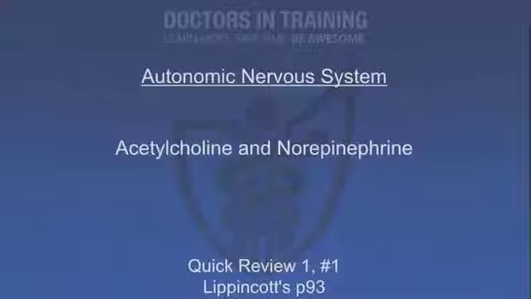Let's get started. What two neurotransmitters are primarily used in the ANS, or the autonomic nervous system? Well, this is different than the CNS, because the CNS uses a lot of the neurotransmitters that we have in our body. But for the autonomic nervous system, we use two primarily, and that's acetylcholine and norepinephrine.